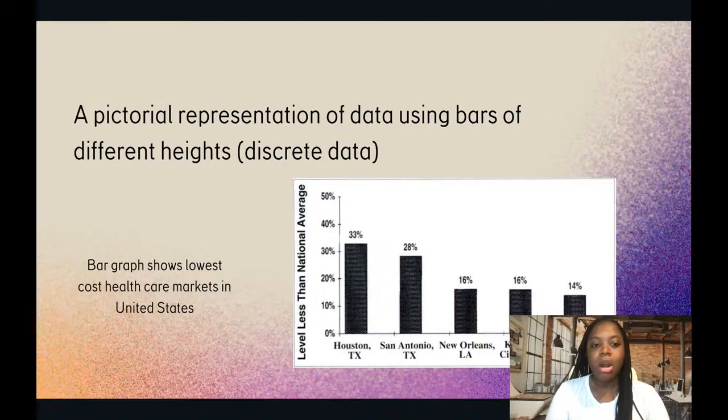Okay. All right. So like I said, it's simply bars and they show discrete data. Okay. So that's what a bar graph is.